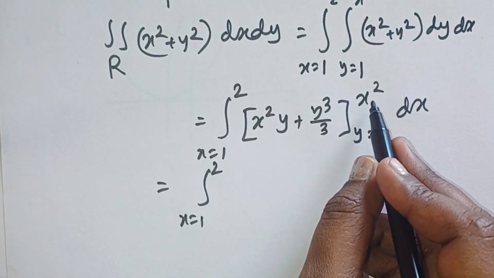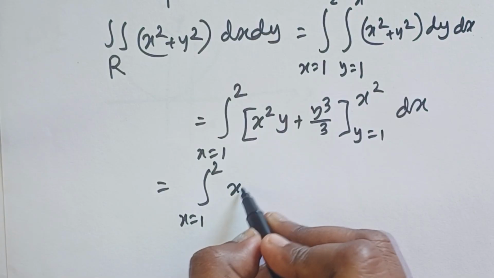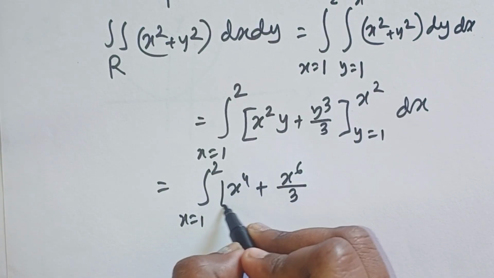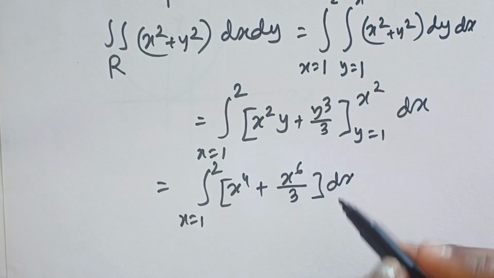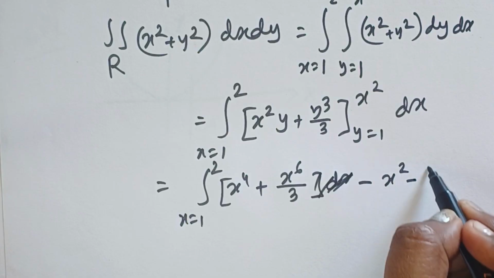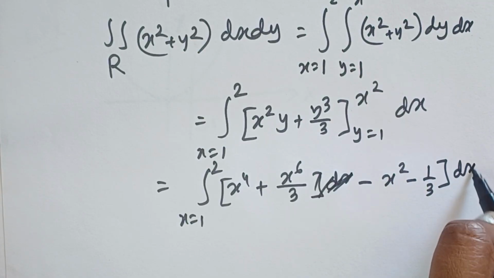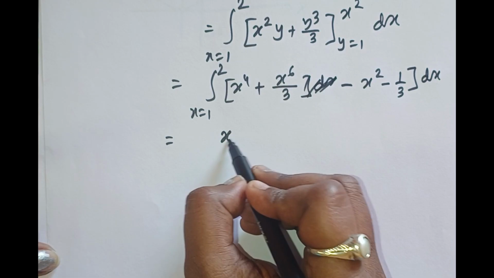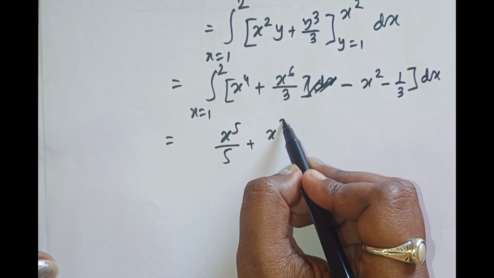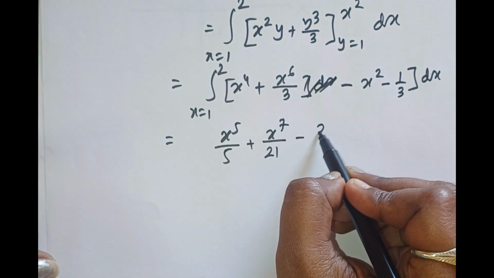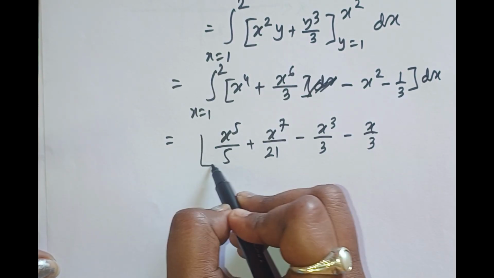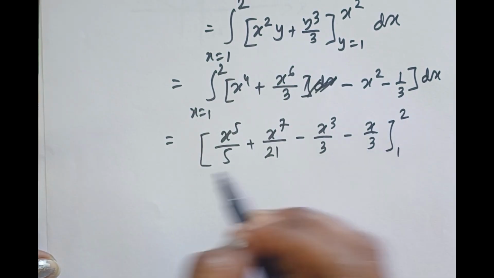which is x square, and then it will be x to the power 4 plus x to the power 6 by 3 dx. It will be minus, y equal to 1 if we put, then x square minus 1 by 3 dx, and then the calculation will be x to the power 5 by 5 plus x to the power 7 by 21 minus x cube by 3 minus x by 3, and we have to put the limits x equal to 1 to 2.